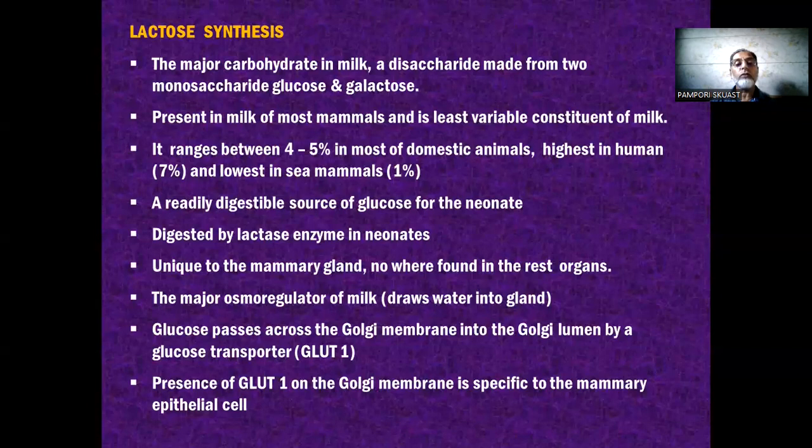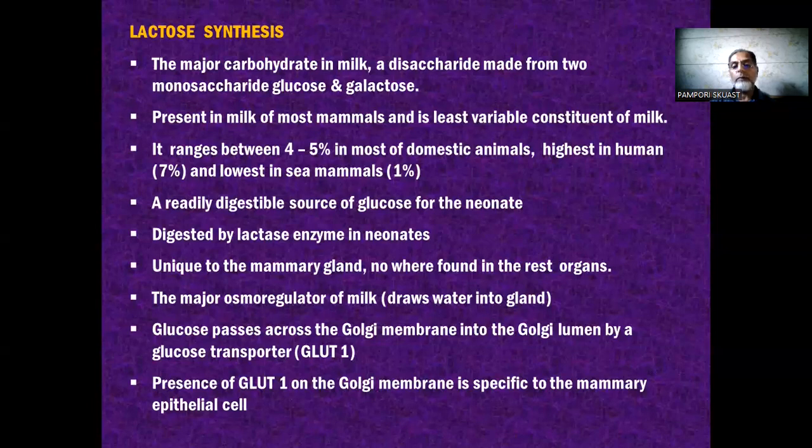lactose. You see, lactose is a strong osmotic molecule. It draws water. It's a ready digestible source of glucose for the neonates. And this is the lactose which gives energy to the neonates, to the newborns. And this lactose is digested by the enzyme we name lactase, that is present in the neonates in early life. And that's unique to the mammary gland only, that I have discussed, and you won't find this anywhere in any other organs. And it is the major osmoregulator of the milk.